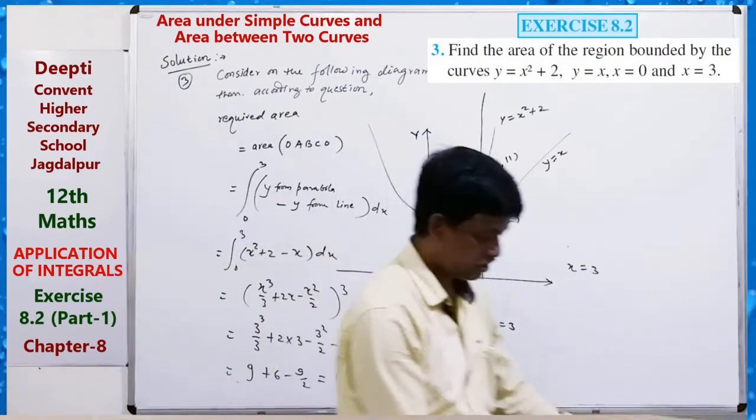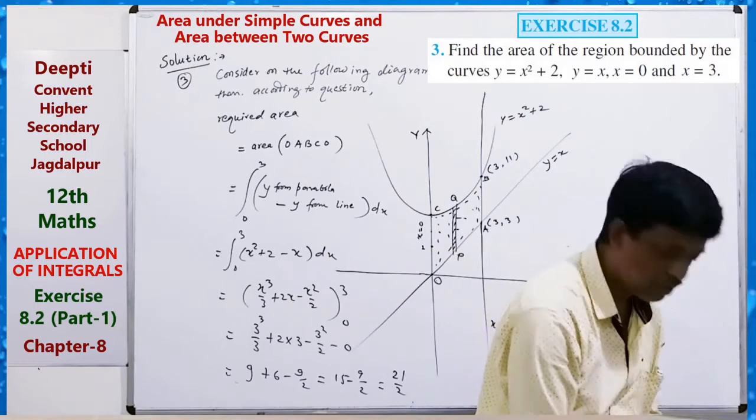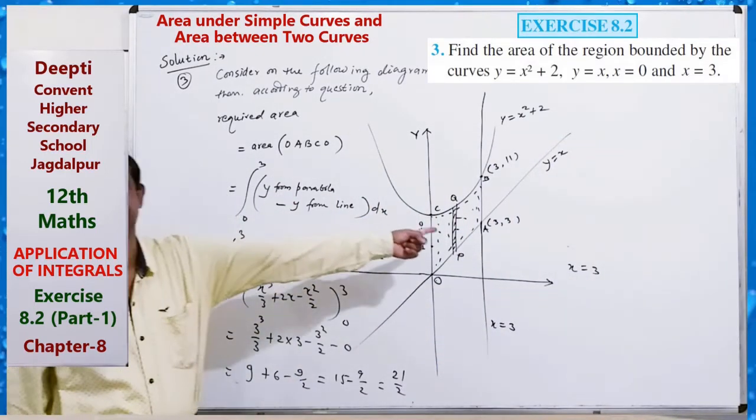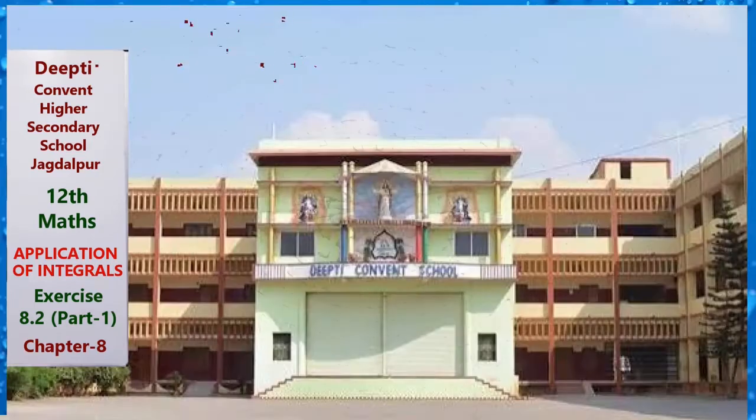So what is the answer of this question? 21 by 2. Very good. Simple calculation. Main thing is the diagram. Clear?